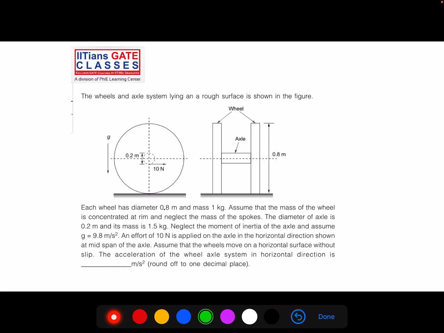Neglect the spoke. Why has this been done? So that you can calculate the moment of inertia easily, right? Rotational problems from rotational mechanics require you to calculate the moment of inertia, and so that you can calculate the moment of inertia easily, they have done this.